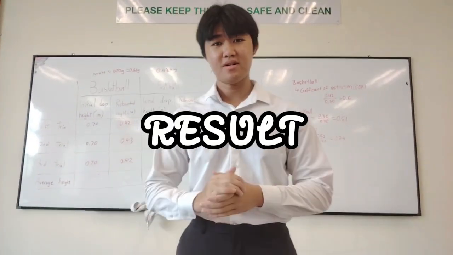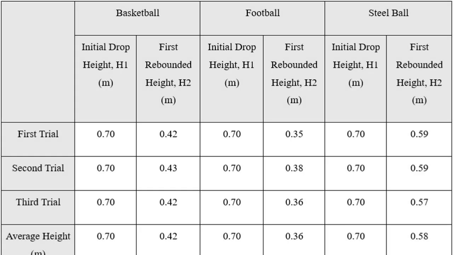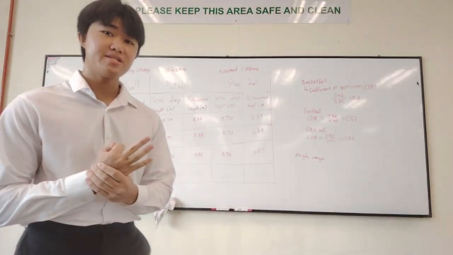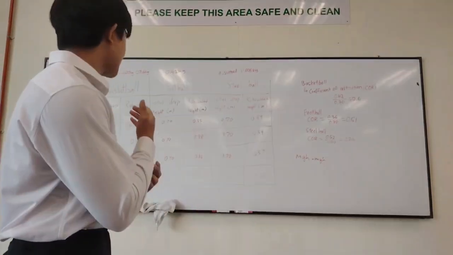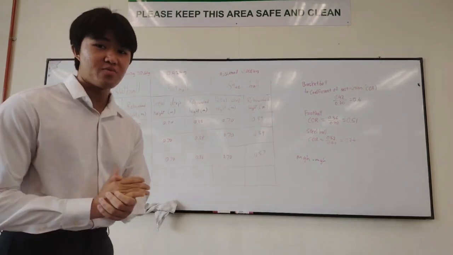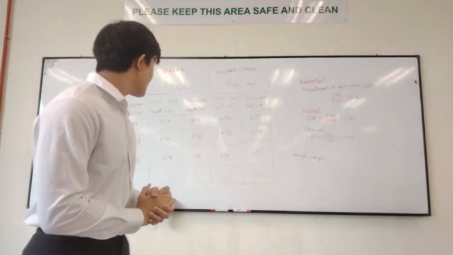So I'm now going to talk about the result of our experiment. In this experiment, we're doing three types of balls: first, basketball, football, and steel ball. And for each ball, we're doing three sets of trials to get the average height.